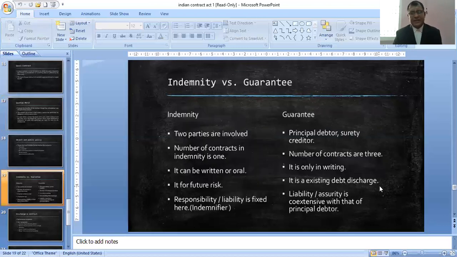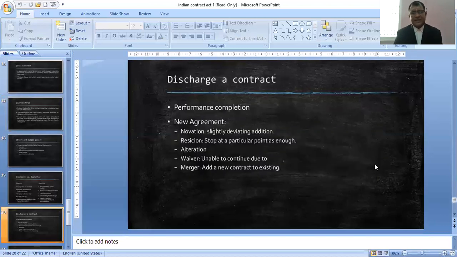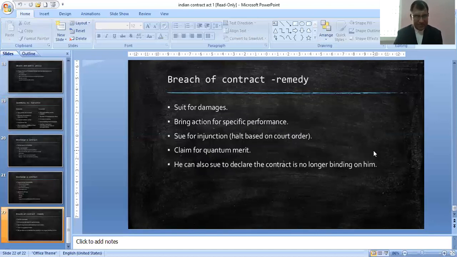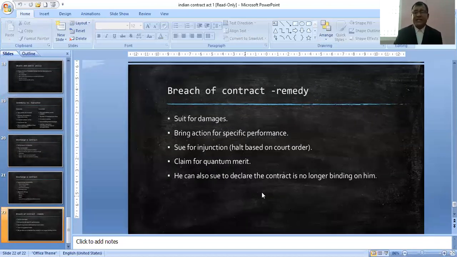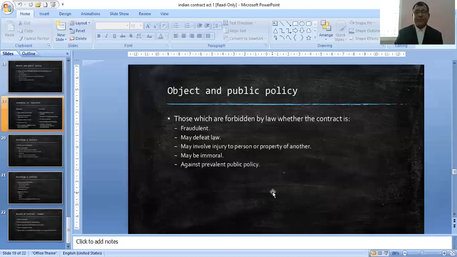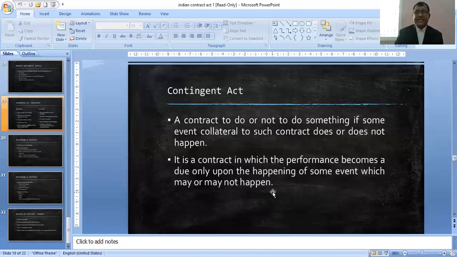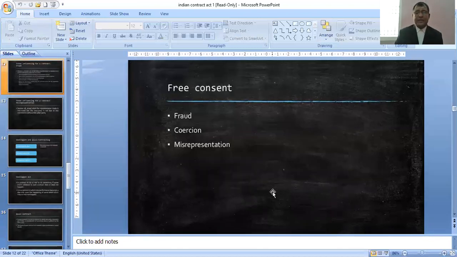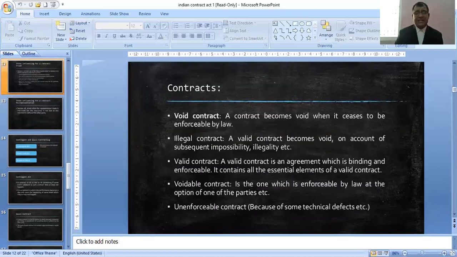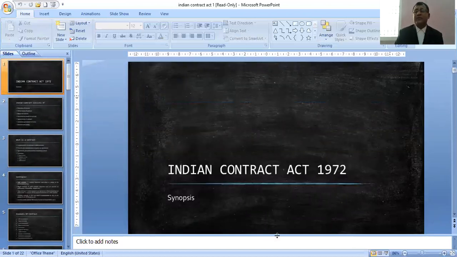Okay. Then we will see some of the sections of the Indian Contract Act, which are very useful for the people who are preparing for the CLAT and also those who are preparing for the civil judge exams and all these things. For that, we have to make the slides work.